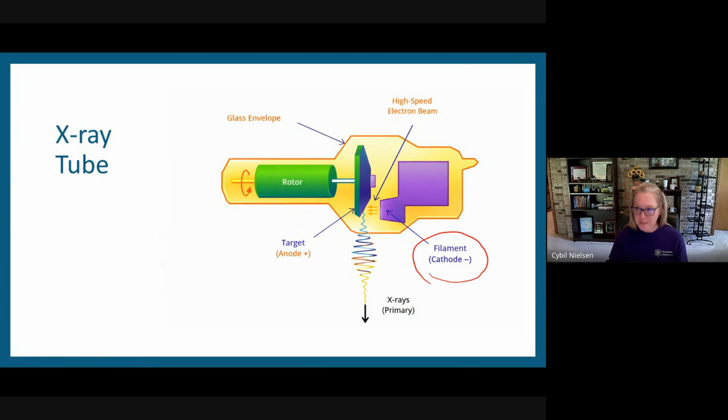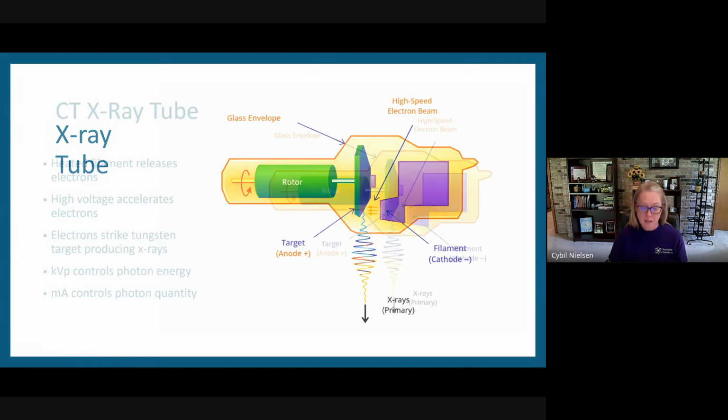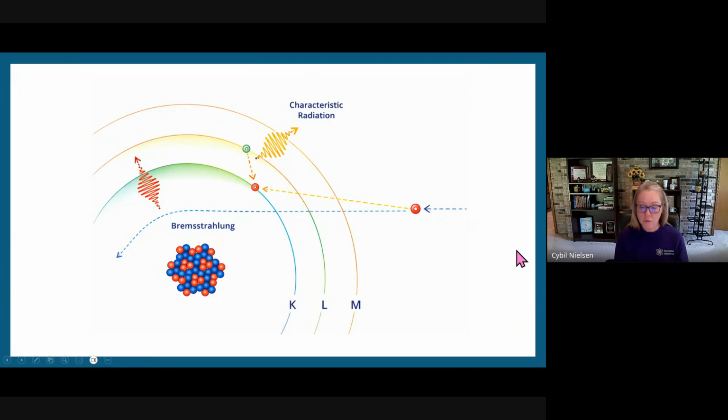So the filament is the cathode. That's where the electrons come from. So the electrons come off of the filament. They hit the target. The target is made of tungsten. It's going to be positively charged. The electrons are going to interact with the tungsten, causing X-rays. And there's two types of X-rays they're going to produce, characteristic X-rays and Bremsstrahlung.